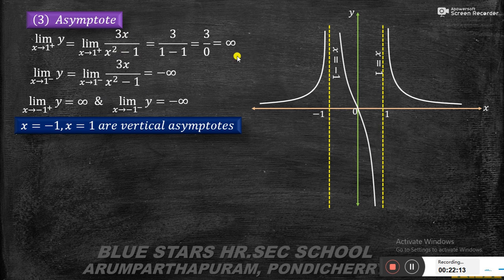So for the left hand limit you take plus infinity, and again you substitute minus 1. So minus 3 by 1 minus 1, 1 minus 1 is 0, so 1 by 0 is infinity. Left hand limit means minus infinity. Therefore the right hand limit and the left hand limit, you see both answers are the same. Therefore x equal to minus 1 and x equal to 1 are vertical asymptotes. Both lines are vertical asymptotes. So x equal to minus 1 represents a vertical asymptote and x equal to 1 represents a vertical asymptote. Therefore this is the curve for the vertical asymptotes.